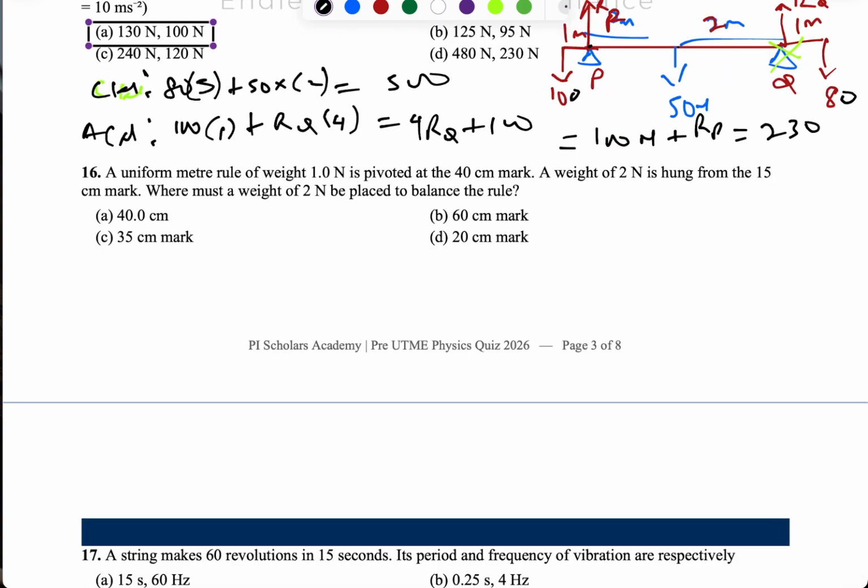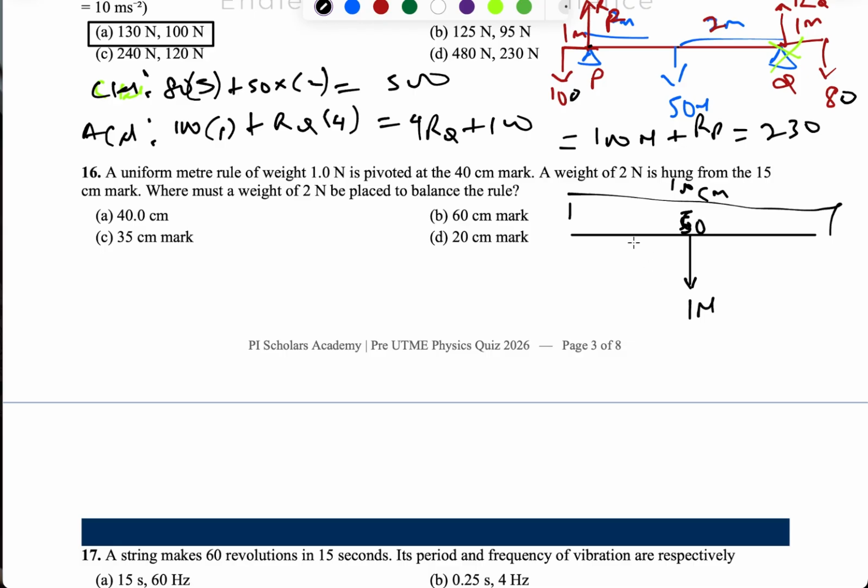Now let's continue with question 16. It says a uniform meter rule of weight 1 newton is pivoted at the 40 centimeters mark. So you have a uniform meter rule pivoted at 40 centimeter mark. It's weighing 1 newton and it's a meter rule, so the total length is going to be 1 meter, or we use 100 centimeters. So the weight is going to be acting at the 50 centimeters mark. And so let's say at that 50 centimeter mark, the weight is 1 newton.